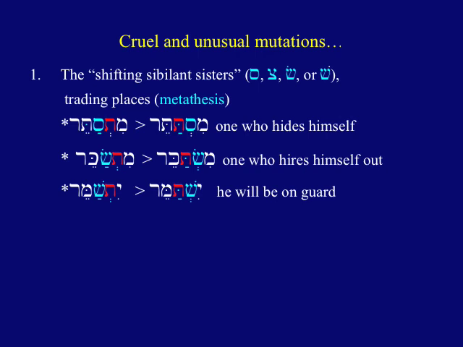Similarly, in the imperfect, we expect yitshamer, he will guard himself, or he will be on his guard. But what we get is yishtamer, yishtamer. No difference in meaning, of course. It's just the way that people find themselves saying it is the way that it gets spelled.